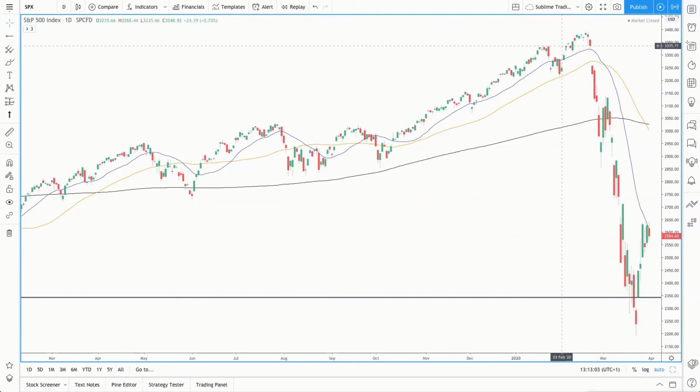If we come down to the daily time frame, price is below all three moving averages, so we can see price is below the 200, the 50 and the 20 simple moving averages. Again, we've had a pullback to the 20 simple moving average, so we need to see whether this area holds strong as resistance or we get a move back to the downside.